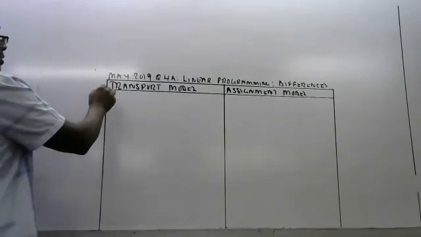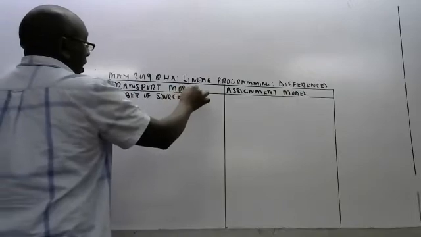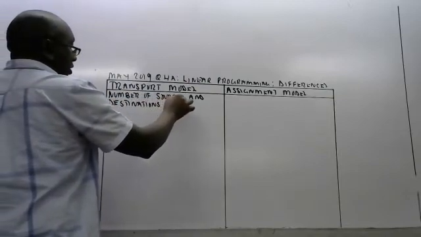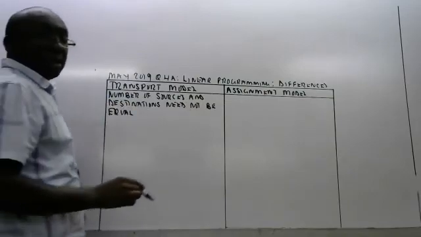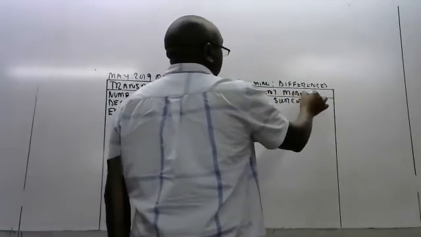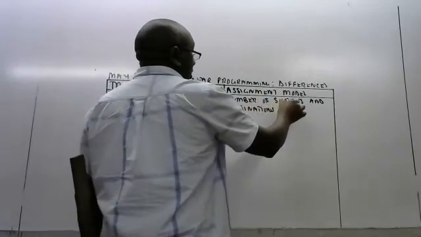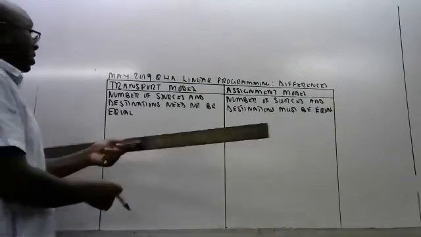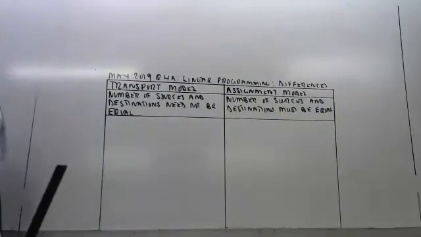So the first thing is, the number of sources and destinations need not be equal. But on the other side, the number of sources and destinations must be equal. The number of sources and destinations need not be equal when you are in transport, but when you go to assignment, they must be equal.